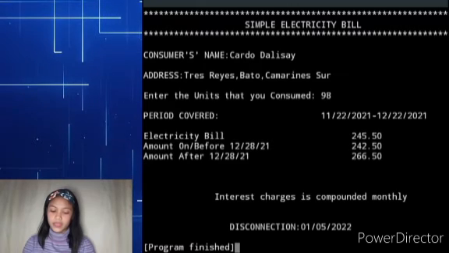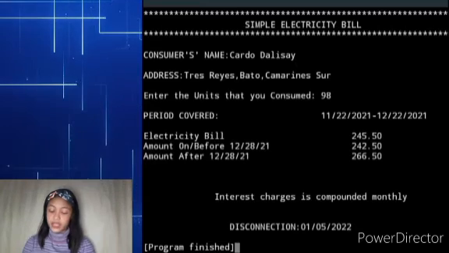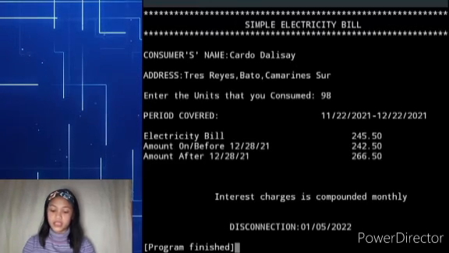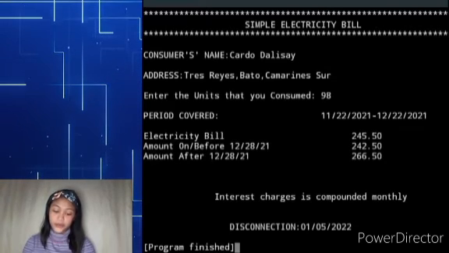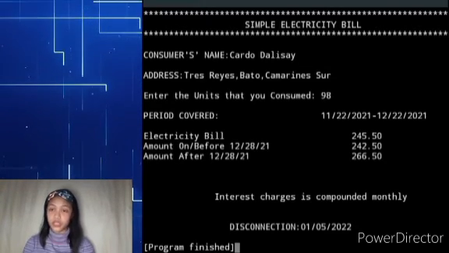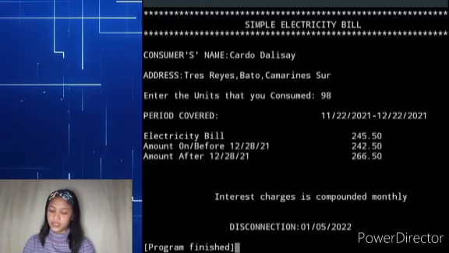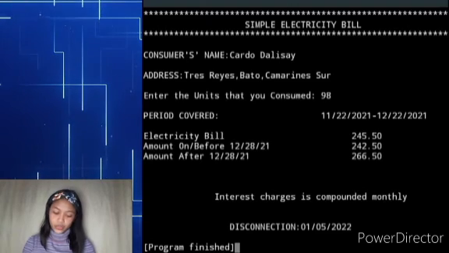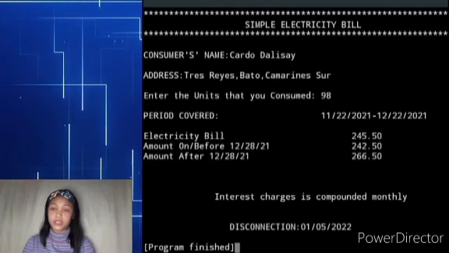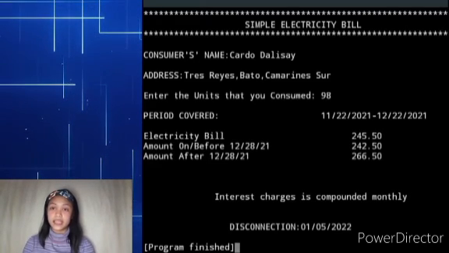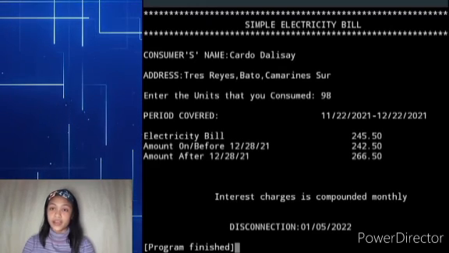So, period covered means that from November 22, 2021 to December 22, 2021, Cardo Dalisay consumed 98 units. So, his electricity bill is 245.50. But if he pays on or before December 28, 2021, he will pay 242.50. And if he pays after the due date, which is December 28, 2021, he will pay 266.50. And it also states here that interest charges are compounded monthly. And of course the disconnection, in case Mr. Cardo Dalisay does not pay, will happen on January 5, 2021.